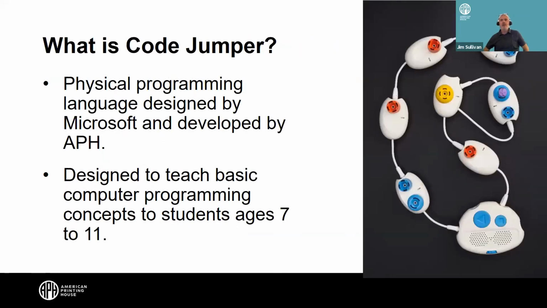All right, so Joe, are you there with us? Yeah, can you hear me? Just fine. All right, awesome. So everybody, we want to talk a little bit about what Codejumper is before we get started. So with that, Joe, what is Codejumper? So Codejumper is a physical language designed by Microsoft and developed by APH to teach basic computer programming concepts to children ages 7 to 11.